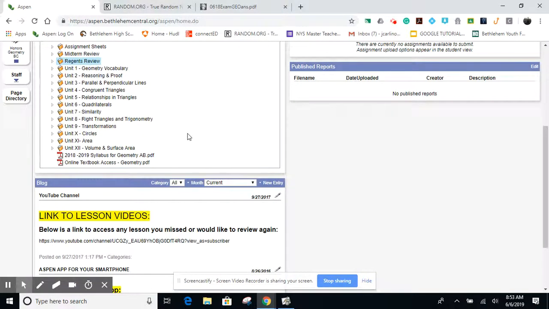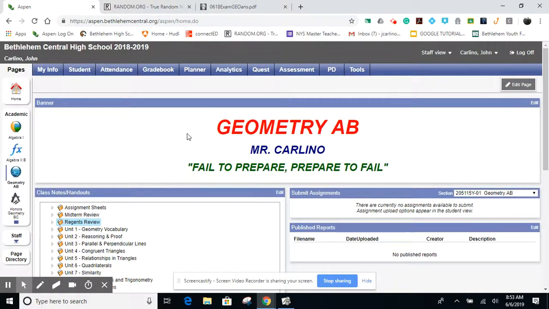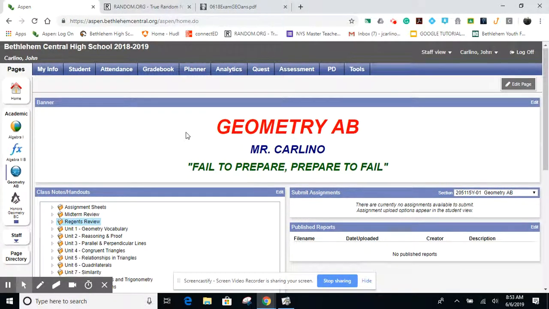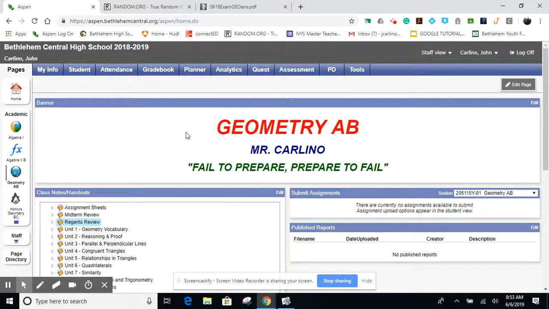Okay, so there's Aspen. I'd recommend you bring your laptop every day with you, because we may have time at the end of classes to start whatever assignment I've suggested. All right, we all good? All right, good deal.